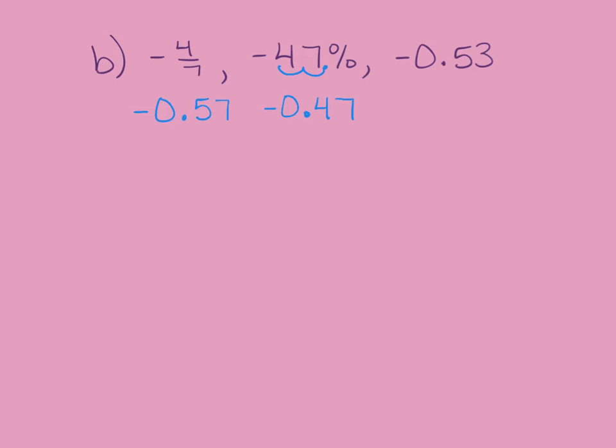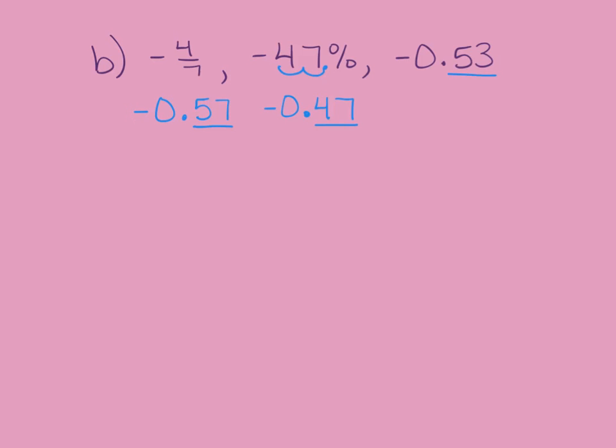So to go from least to greatest, let's compare. We have negative 0.57, negative 0.47, and negative 0.53. If I were looking at positive numbers, my smallest number would be 0.47. But since these are negatives, it's actually the number that's closest to 0 on a number line, so it's the largest number. So I kind of have to think backwards about negatives. The one that seems to be the furthest from 0, if we were looking at positive numbers, would be 0.57. And since it's a negative, it is the furthest from 0, but that would make it the smallest number.